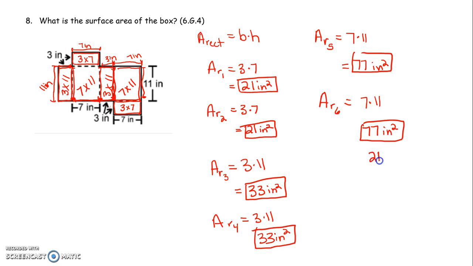Whew! I have to do 21 plus 21 plus 33 plus 33 plus 77 plus 77. Holy shamoly. Add up the area of all the rectangles to get your total surface area. 1 and 1 is 2, and 3 is 5, and 3 is 8. 8 and 7 is 15. 15 and 7, I believe, is 22. Put down a 2, carry a 2. 2 plus 2 is 4, plus 2 is 6. 6 and 3 is 9. 9 and 3 is 12. 12 and 7 is 19. 19 and 7 is 26. Hopefully I didn't make a mistake in my addition. 262 square inches would be the total surface area.